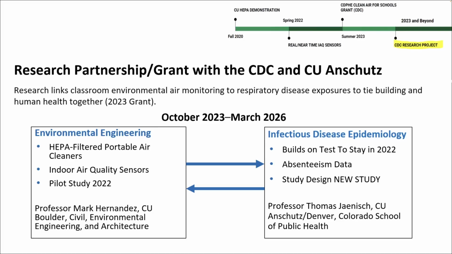There is limited data on the direct impact of air quality engineering interventions on the reduction of viral transmission. And so this proposal and study brings together both of these to study that link. The study is 2 years of observational work and then 6 months of data analysis to tie building and human health together. Next slide.